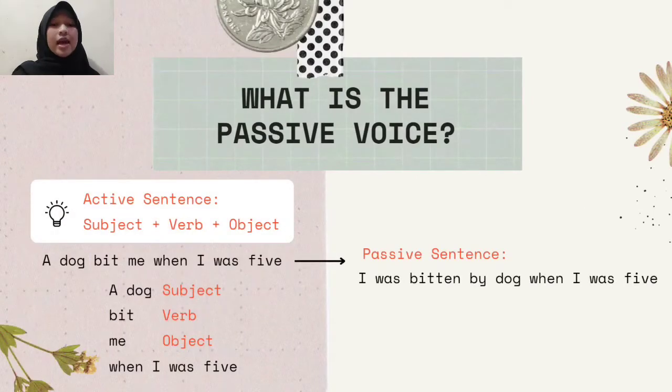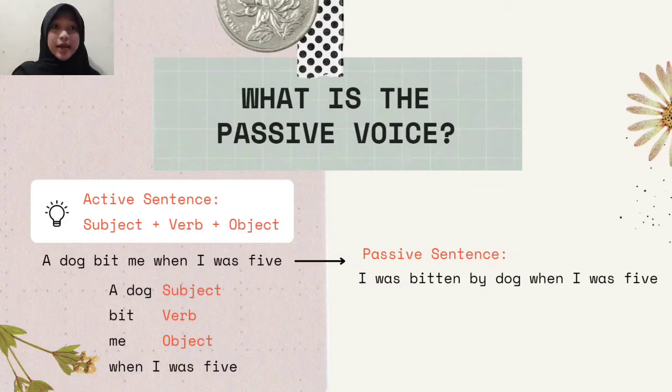Let's look. In a regular active sentence, you start with the subject, then you add a verb, which often has an object. For example, a dog bit me when I was 5. Can you find the subject, verb, and object in this sentence? A dog is the subject. Bit is the verb. Me is the object. And when I was 5.